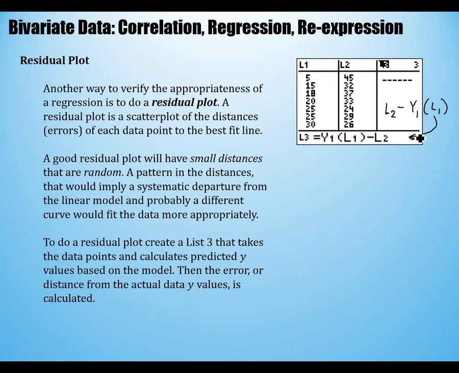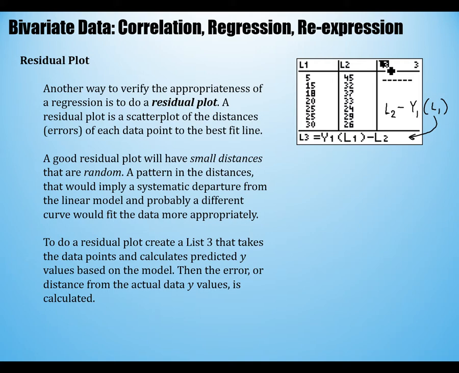So the way you type this in is you go up to L3 here, make sure you're highlighting L3, and press enter. And then down in the bar, it should say L3 equals blank, with a cursor. Actually type this in now. L2, do you know how to get L2 on your calculator? Minus, and then Y1, where do you get Y1?